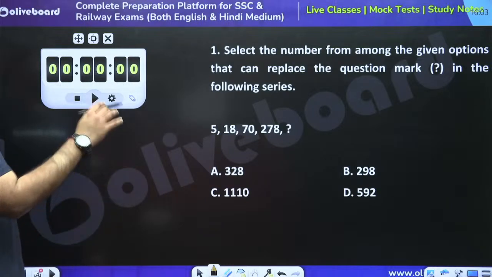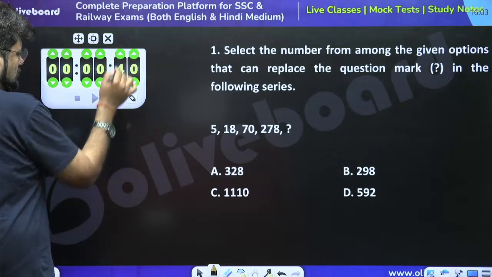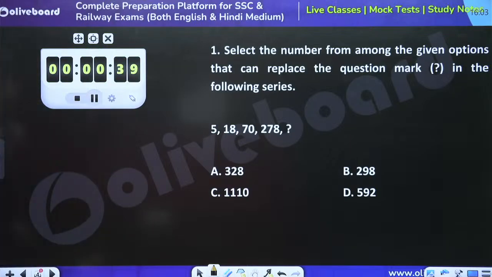So how much time should I give you here? Very easy question. Let's start with 40 seconds. Simple observation is going to give you your answer. It's not very difficult.